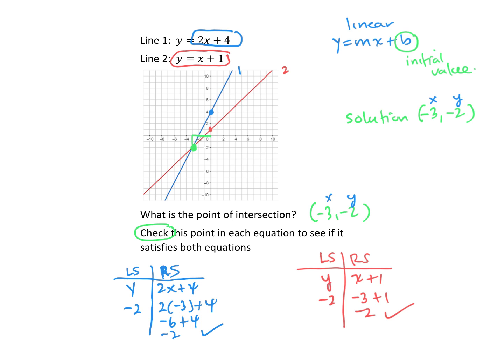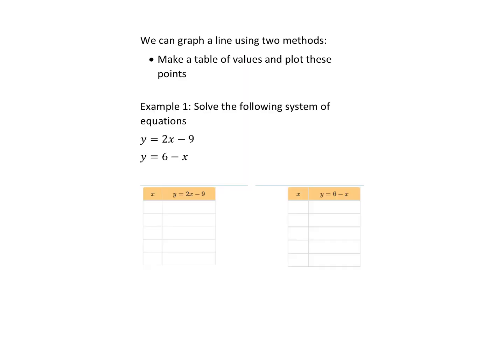It checks in that. So in order for it to be the solution, it must satisfy both equations, meaning that a left side, right side check would be valid for both equations. We might also use a table of values. Maybe we don't have a graph, so we want to find a graph by making a table of values and plotting the points.